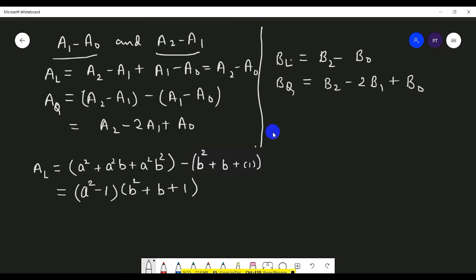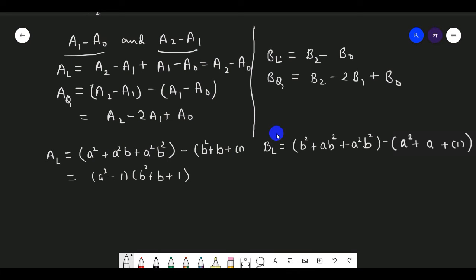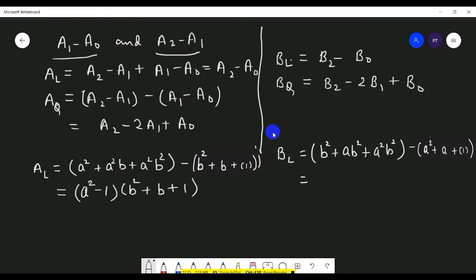Similarly, the linear effect of B is the sum of all the yields when B is at high level minus the sum of all the yields when B is at low level. So it is b square plus ab square plus a square b square minus a square plus a plus 1. And this, if we simplify, becomes equal to a square plus a plus 1 into b square minus 1.